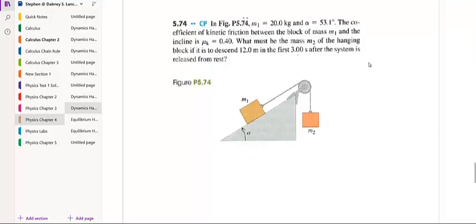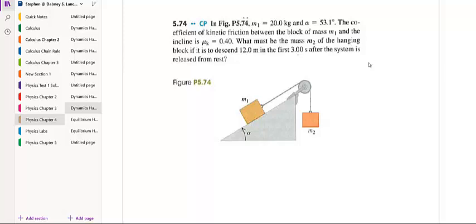Okay, so here's our last problem. We have a mass M1, 20 kilograms, angle 53.1 degrees. The kinetic coefficient of friction is 0.4. What must be the mass M2 of the hanging block if it is to descend 12 meters in the first 3 seconds after the system is released from rest?